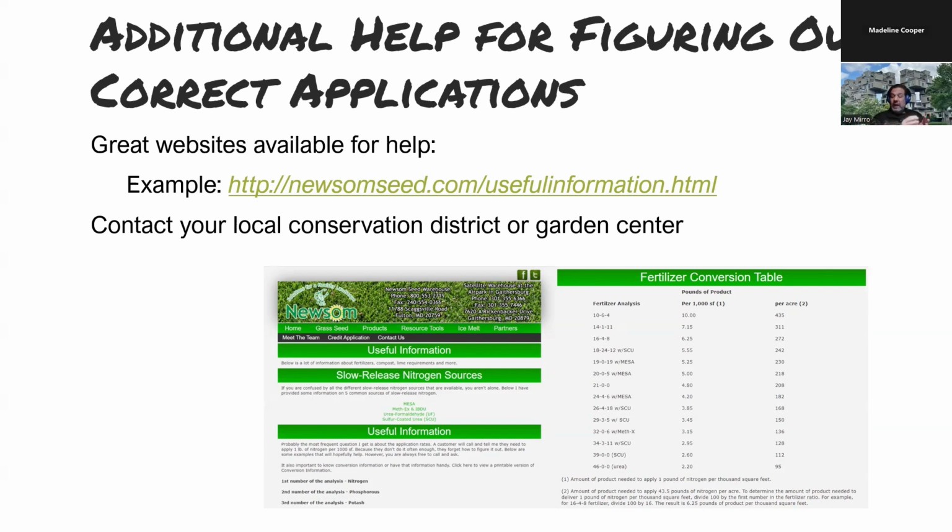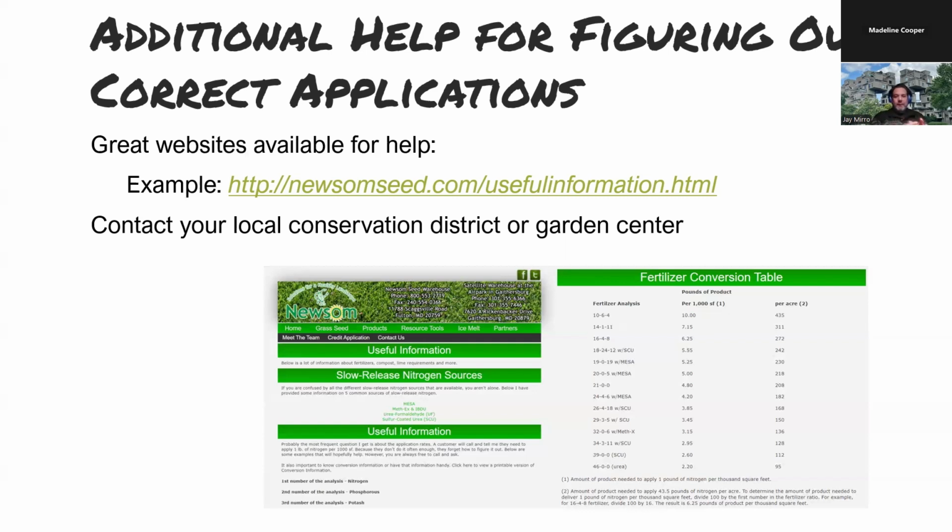Some products have all 3. Some products only have 2. And of course, some products have 1. So you might have to pick and choose. At a minimum, you don't want to over apply nitrogen. Nitrogen, like Megan said, tends to leach. It can leach with water in the winter. It can turn into a gas if it's too hot. It's a very mobile element in the soil.